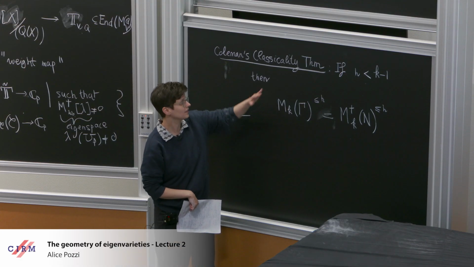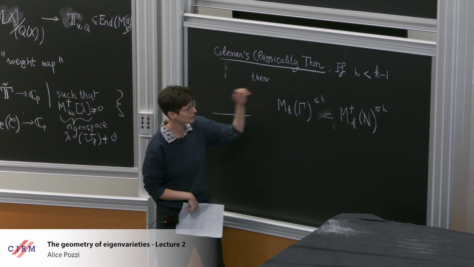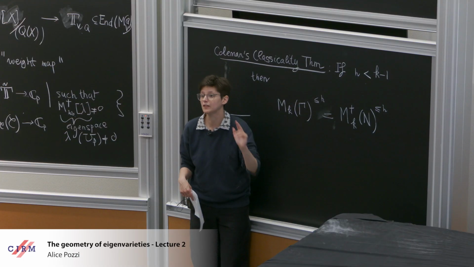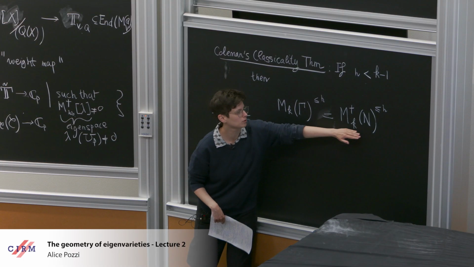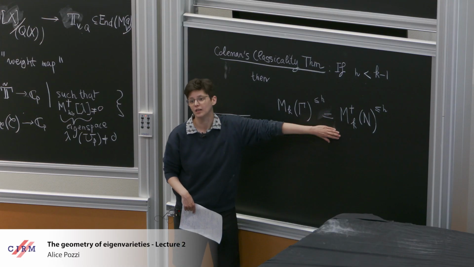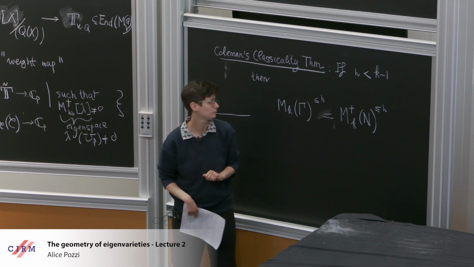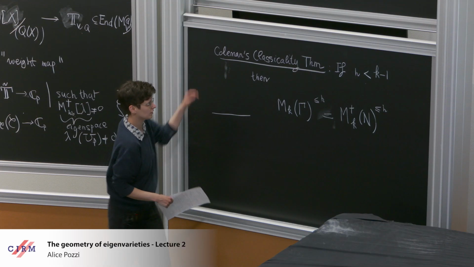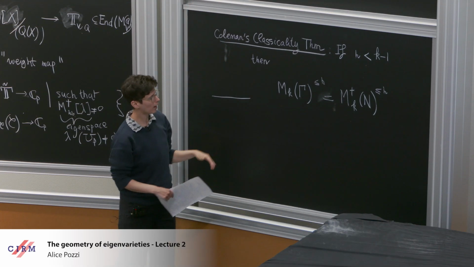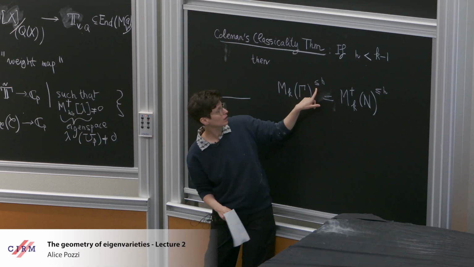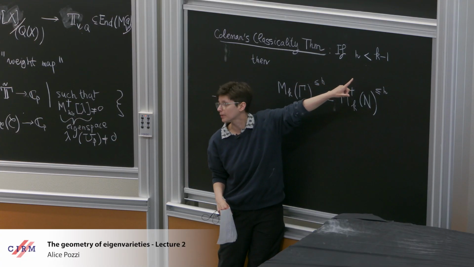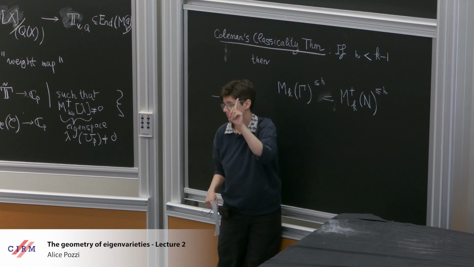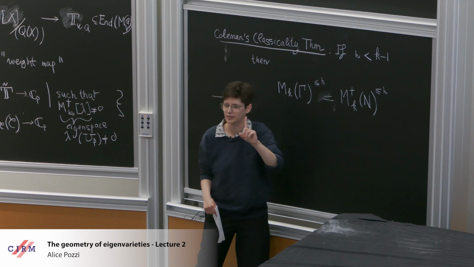So basically, what we want to keep in mind is if the slope is relatively small compared to the weight, then everything we produce with slope bounded by that is already classical. Great. So an important remark: 0 is less than k minus 1 if k is at least 2. Important. This will come back tomorrow.